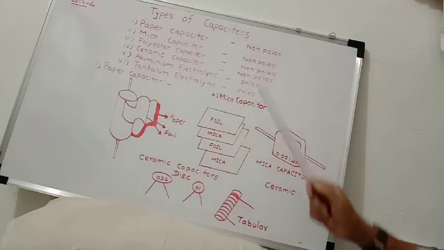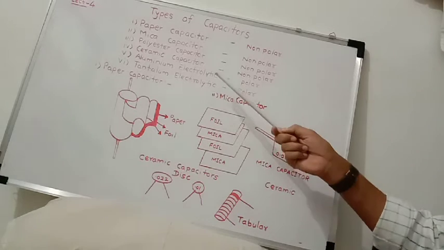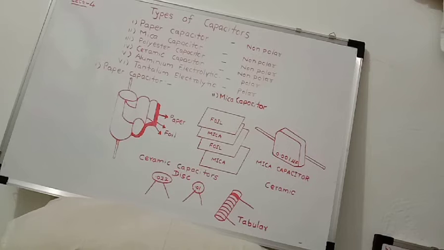It is a polar capacitor. It has a polarity, positive and negative. These electrolytic capacitors are used in filter circuits, in DC power supplies, in the filter section.